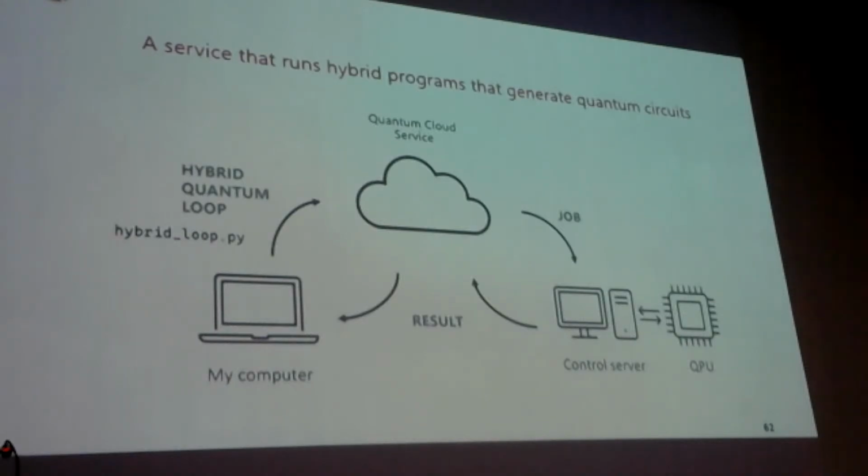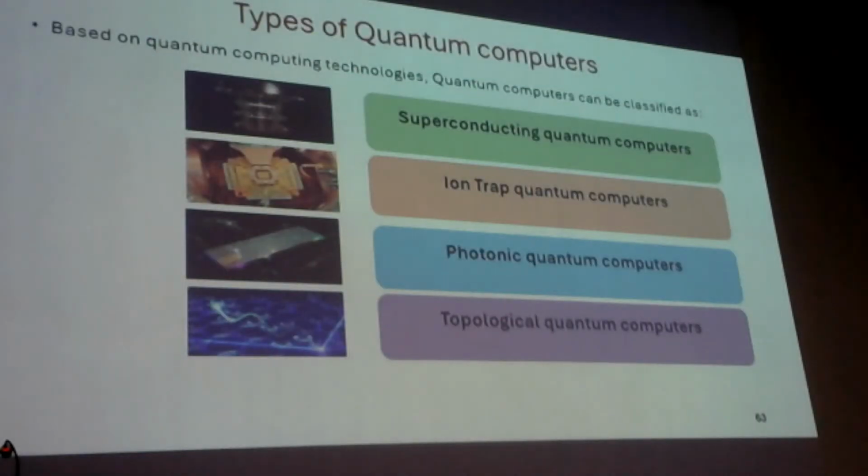Now, generally on AWS and others, we have a service that runs hybrid programs and generates quantum circuits from my computer. Then it goes there and generates our quantum circuit. So you have the control server and the qubits to access it.